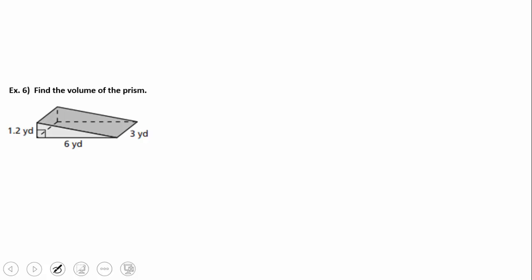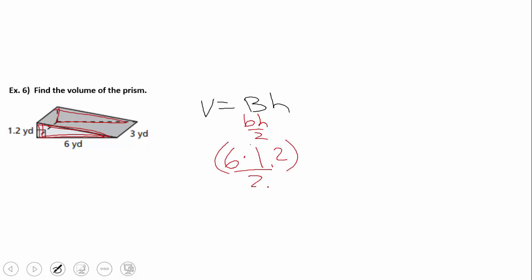Find the volume of this triangular prism, where volume is equal to area of the base times the height. And we know that that base is a triangle. Base times height divided by 2. We highlight that so that we can find the base and height of that triangle. When we copy it down correctly, that's 6 times 1.2, and we're dividing that by 2.